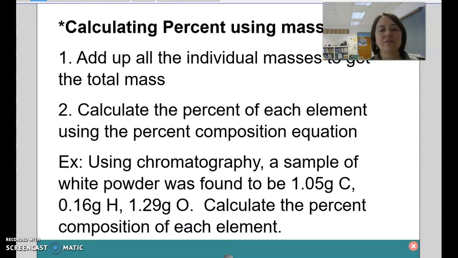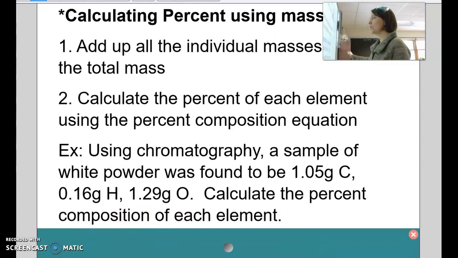So let's do it. Using chromatography, a sample of white powder was found to be 1.05 grams carbon, 0.16 grams hydrogen, and 1.29 grams oxygen. Calculate the percent composition of each element. Okay, so it's time to do this.